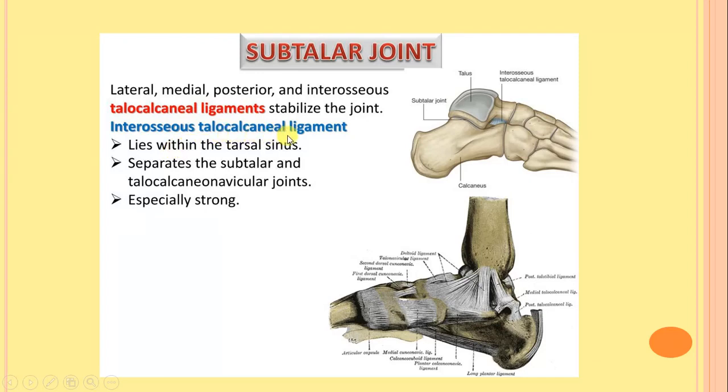The interosseous talocalcaneal ligament is very important. Here is the gap, and here is the ligament, the interosseous talocalcaneal ligament, and you can see that it is filling the gap between the calcaneum and sulcus and the talus. So it's a very special, especially strong ligament joining the two bones, the interosseous talocalcaneal ligament.